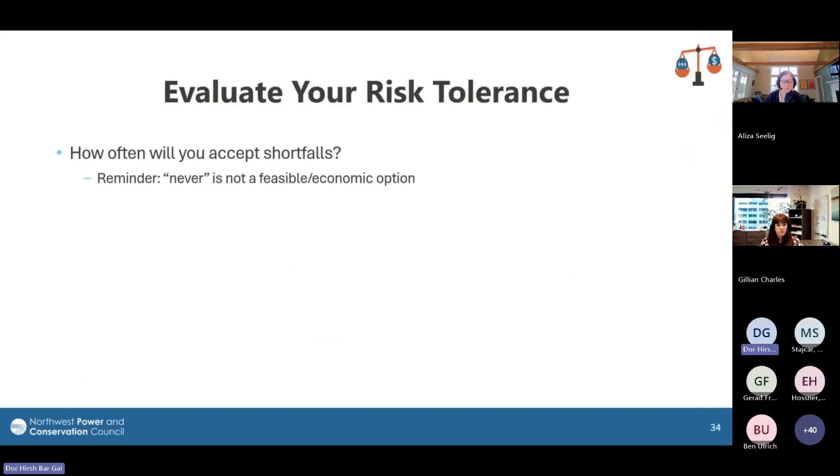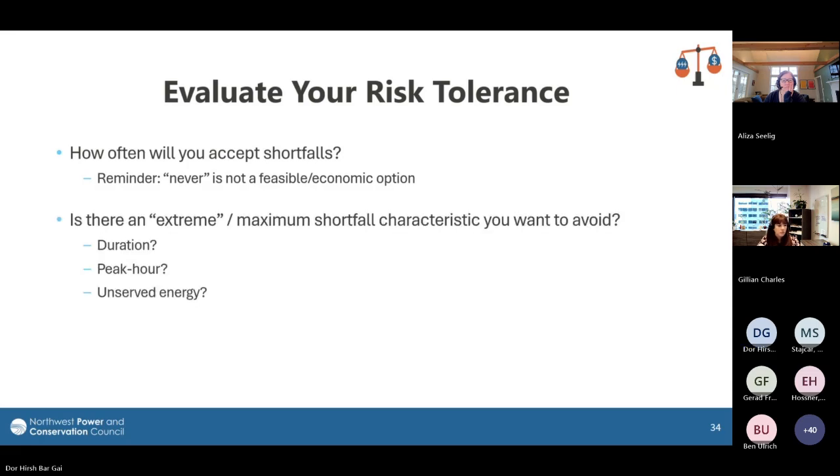What we want to ask as planners, whether you have your metric or you're about to embark on your journey to find your metrics, is how often will you accept shortfalls? Reminder, never is not a feasible or economic option. And so there will be a frequency number that will likely satisfy your risk. You could also ask, what is the extreme or the maximum shortfall characteristic I want to avoid? Is there such a thing as too long, too big, too much unserved energy? And each utility might have its own answer to all of these.